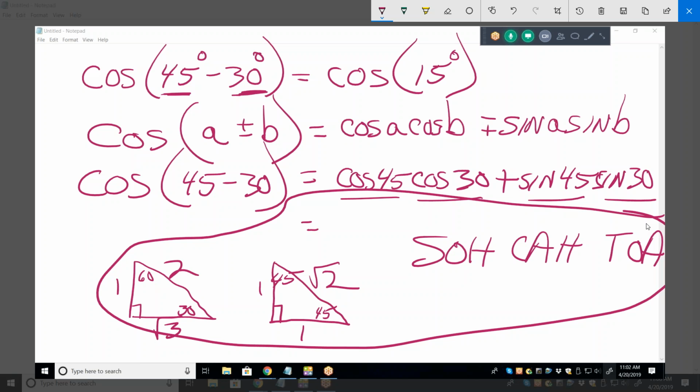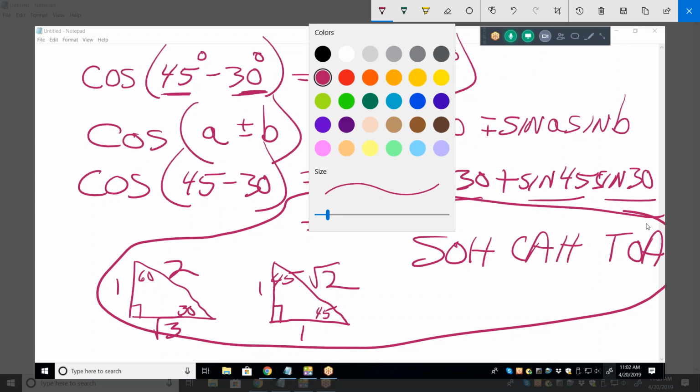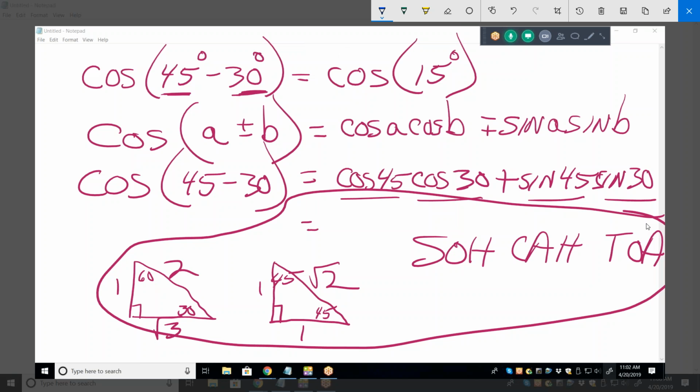You with me? Yeah. So what's the cosine of 45? The cosine of 45 would be opposite of sine, so hypotenuse over opposite. Oh, hold on, it's the adjacent over the hypotenuse. Yeah. So what is that? The adjacent, wouldn't it be 1 over square root of 2? Yeah. Let's not worry about rationalizing that yet.